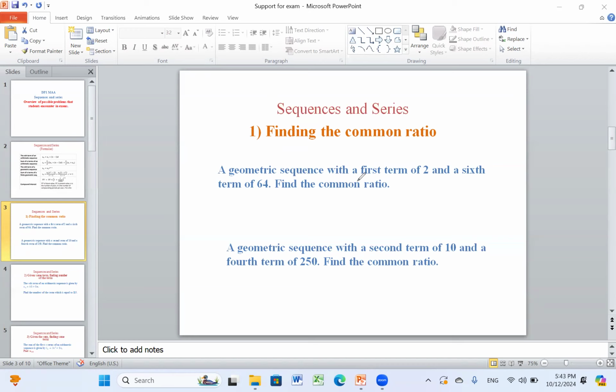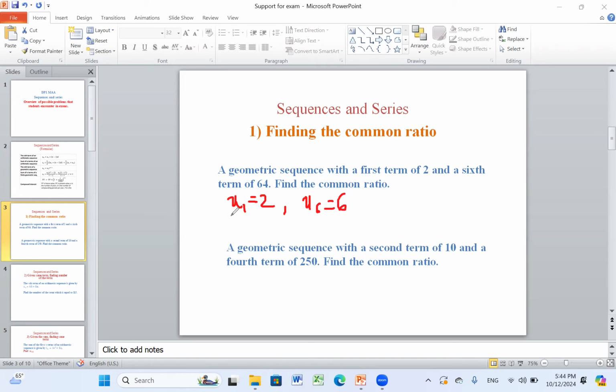A geometric sequence with a first term of 2 and a sixth term of 64. So we have a geometric sequence which has U1. It's better to write the data down all the time. U1 is 2, and the sixth term is 64. We need to find the common ratio. This is a typical exam type question which you can encounter in the exam. How to solve such questions?